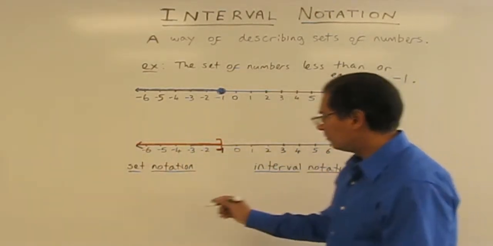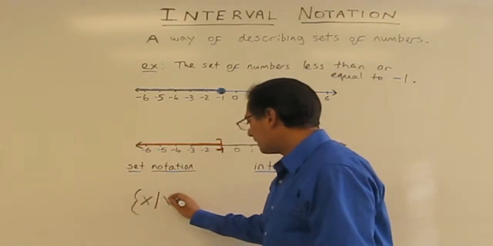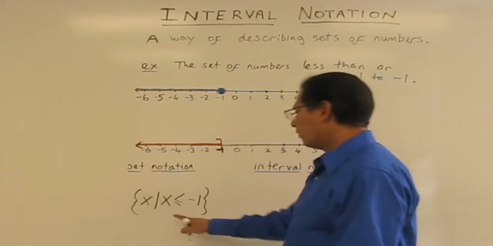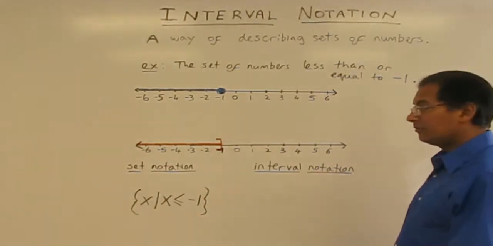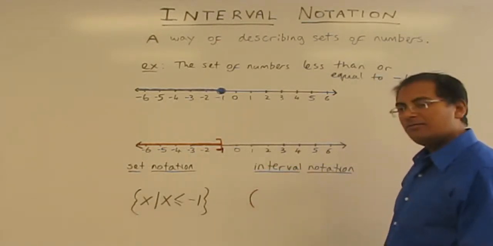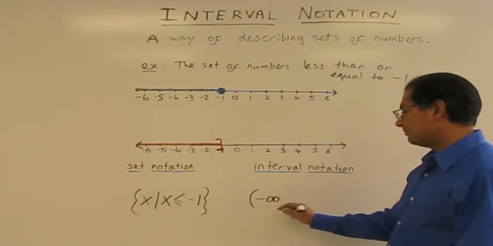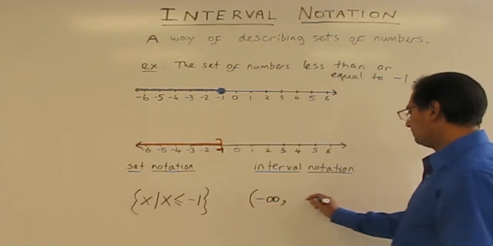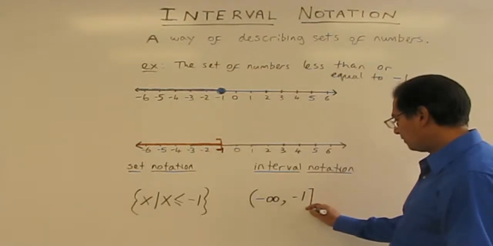So in set notation, what we're talking about is the set of x's such that x is less than or equal to -1. We want all the numbers that are less than or equal to -1. In interval notation, it's going to be similar to this number line here, where we start at negative infinity. Remember, parentheses always around infinity. We come up from negative infinity all the way to -1, and we're including -1, so we use a bracket.